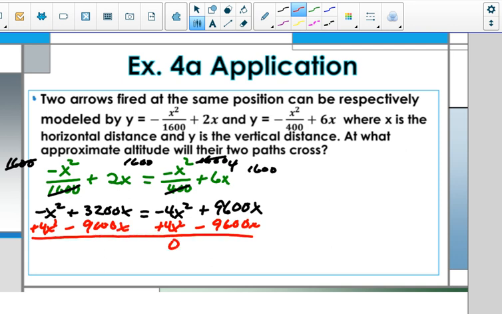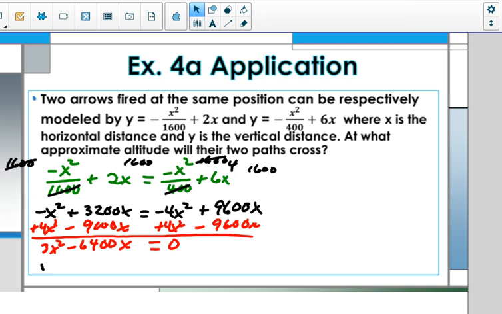That gives me 0 here. That gives me 3x squared minus 6400x there. And I can do some factoring. I can take out an x in both places. That gives me x times (3x minus 6400) equals 0. I don't need to worry about the x on the outside because that could be 0. I want to find out what x has to be in the parentheses so it equals 0.